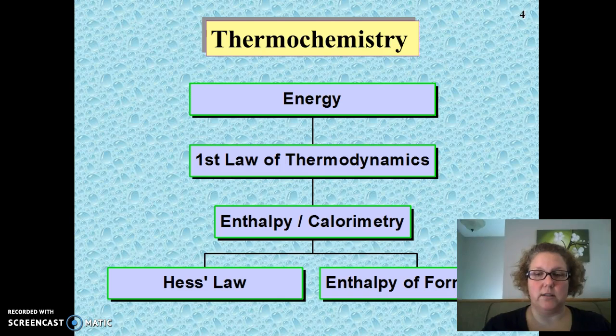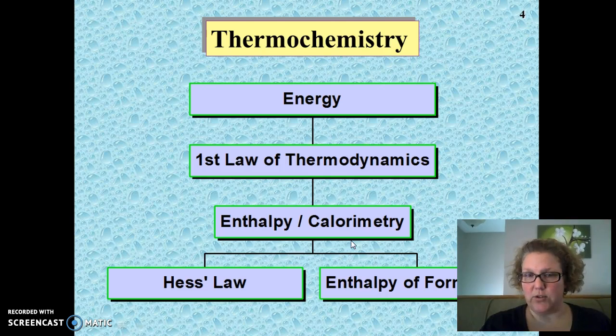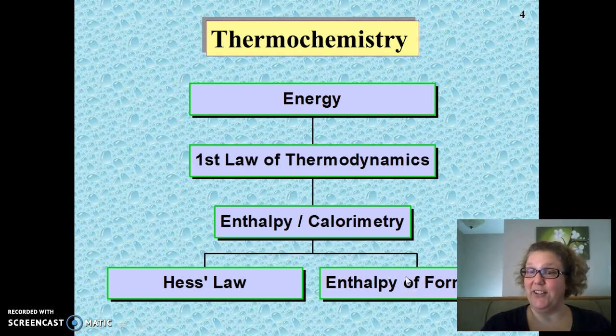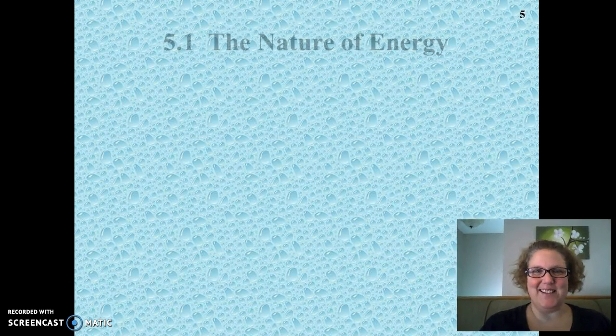So this is basically a rough outline of the chapter. We're going to talk about energy in general, how that applies to the first law of thermodynamics. Then we're going to get into enthalpy and calorimetry. Told you, lots of weird words. And then from that, we'll branch out into Hess's law and enthalpy of formation calculations. You looking forward to it? This unit's going to be a little bit tougher than the gas law unit.